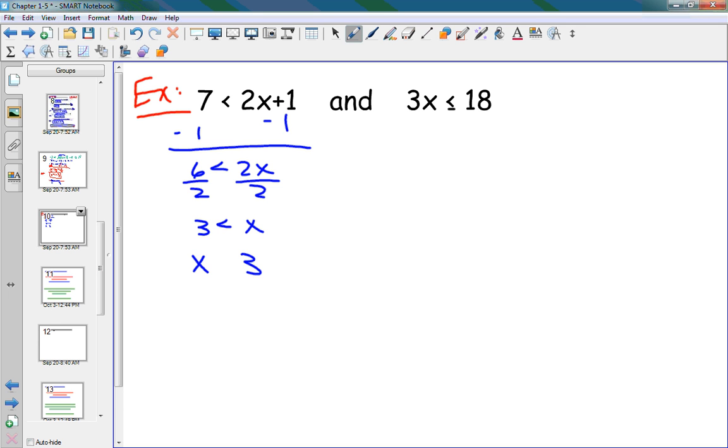The arrow is pointing to the 3 up top, so the arrow is going to point to the 3 on this one. I box it in. Write the word and. I come over here and I solve this one. Divide by 3. X is less than or equal to 6.